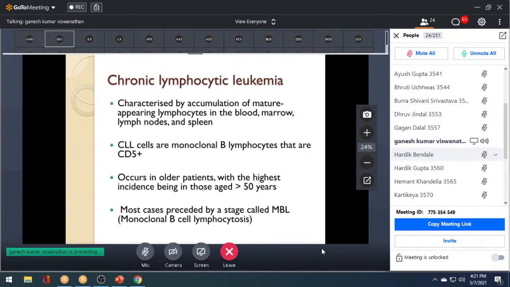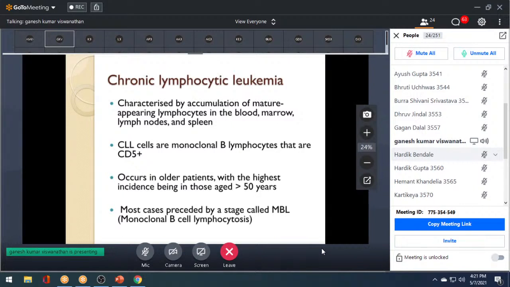It's a disease of older patients. The highest incidence occurs at more than 50 years. Most of the cases are preceded by something called MBL. So what is MBL? Monoclonal B-cell lymphocytosis. So monoclonal B-cell lymphocytosis is a precursor lesion.